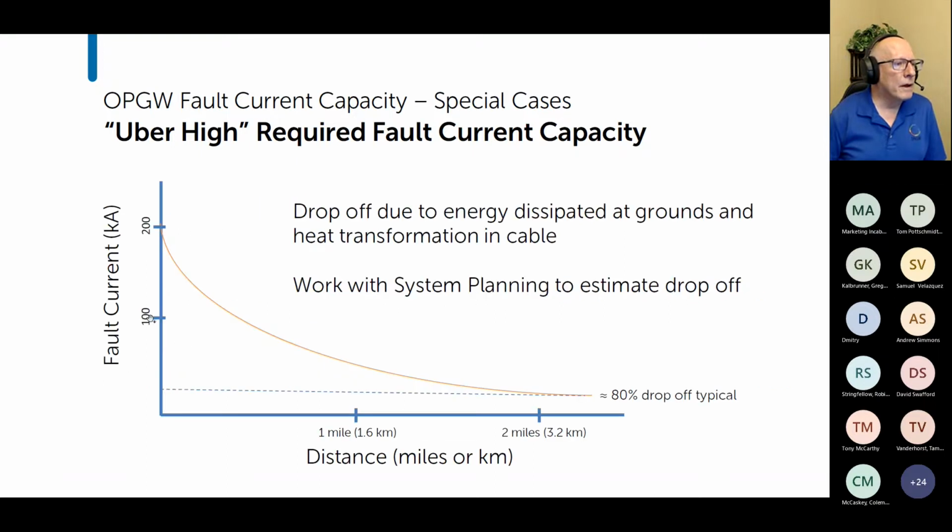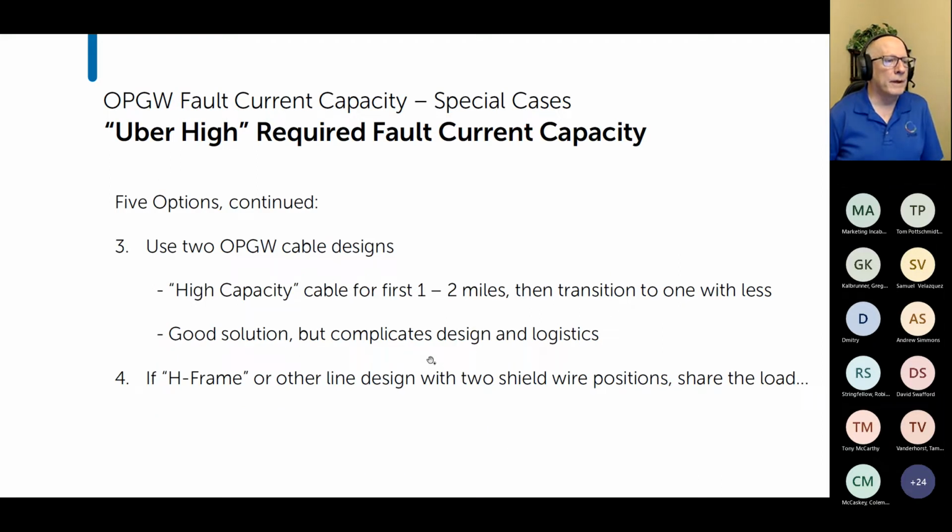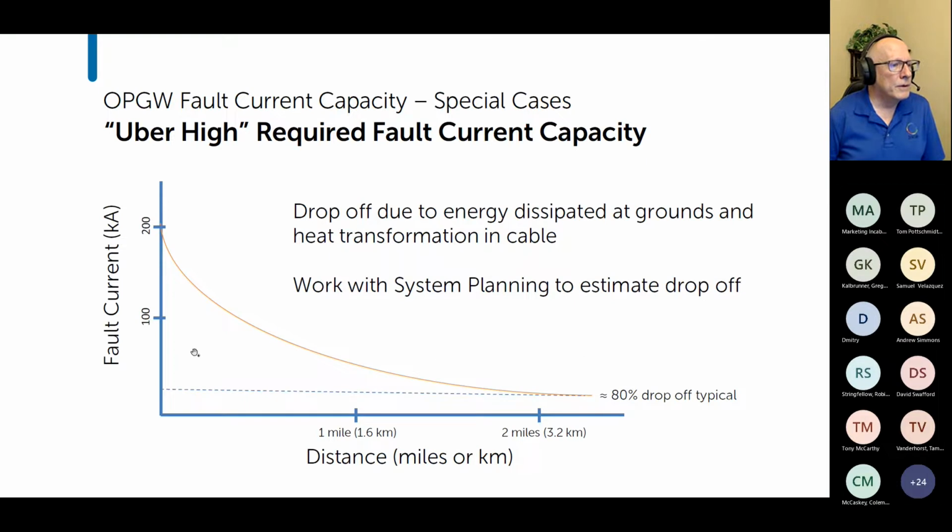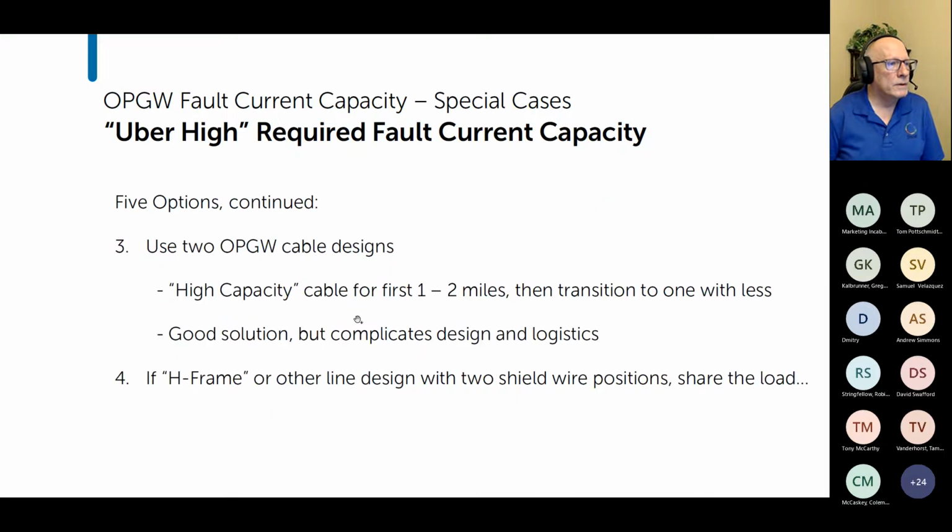But anyway, using a high capacity cable and then switching to a low capacity cable, it's a good solution, but it does complicate your design and logistics, right? Because you got 2 cable designs. I got to design this cable, and I got to do sag and tension calculations, and I got to source the hardware for the big cable, and then I got to repeat all of that work for the smaller cable. So, I mean, maybe more design work means job security. Maybe the purchasing people like more work too. I don't know. That's kind of up to you and your utility. But basically, I can say that it does complicate the design and the logistics of your project, but it does work.